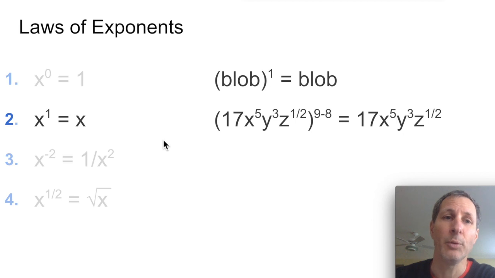Rule number 2 is almost as simple. Anything raised to the 1 power is itself. So x to the 1 power is x. Blob to the 1 power is blob. And this ugly expression, raised to the 1 power, 9 minus 8 is equal to 1. This big hairy expression is equal to itself. So anything raised to the power of 1 is itself. In other words, and it's implicit, there's an implied 1 there when you see an x.